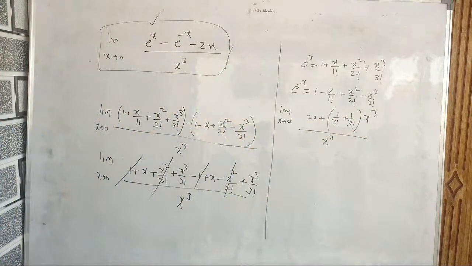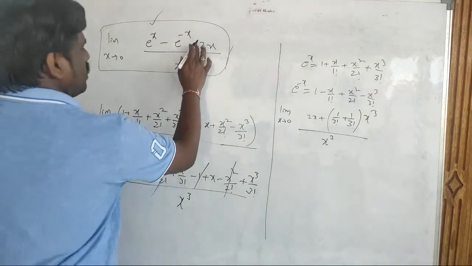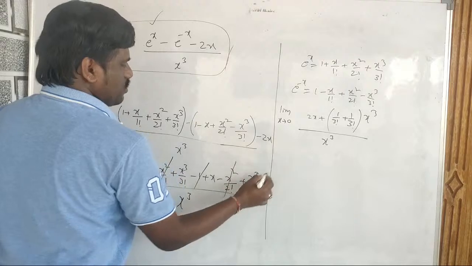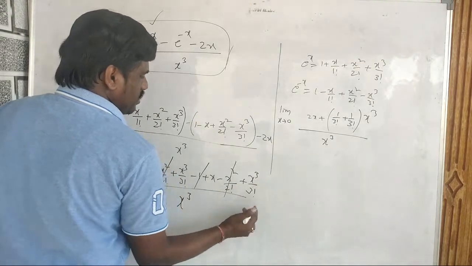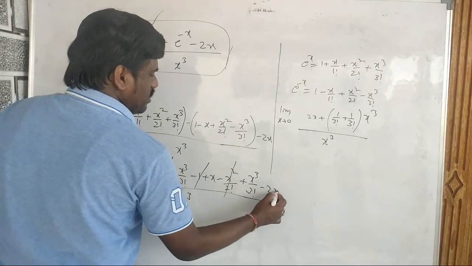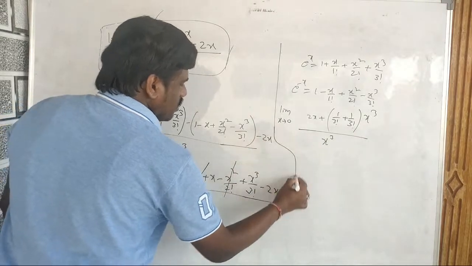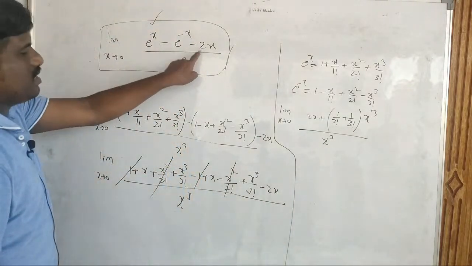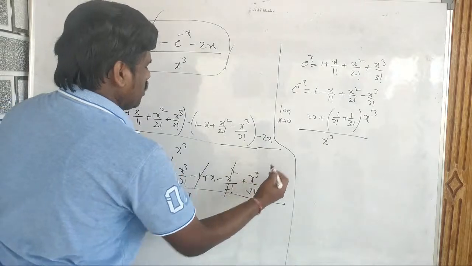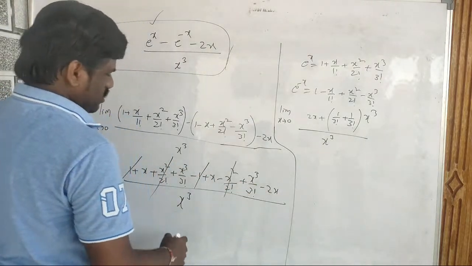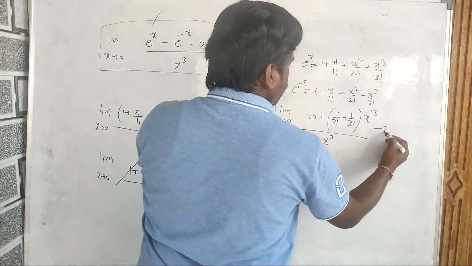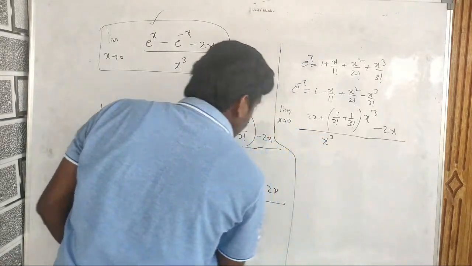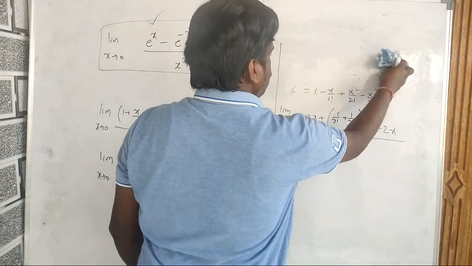Okay, I think I made a mistake somewhere. Yeah, you have minus 2x. I forgot the minus 2x. Here you have minus 2x, I forgot this. So I wrote minus 2x here, and here also I get minus 2x.